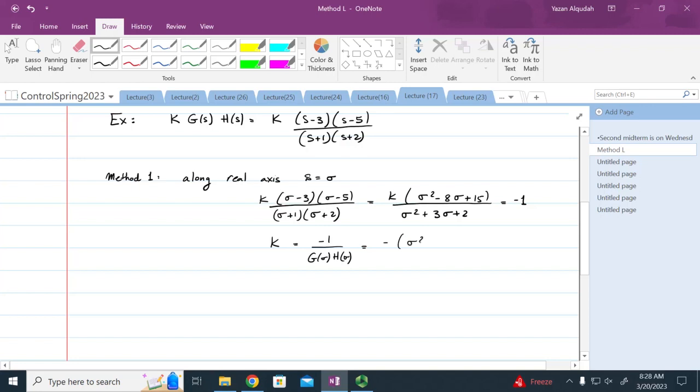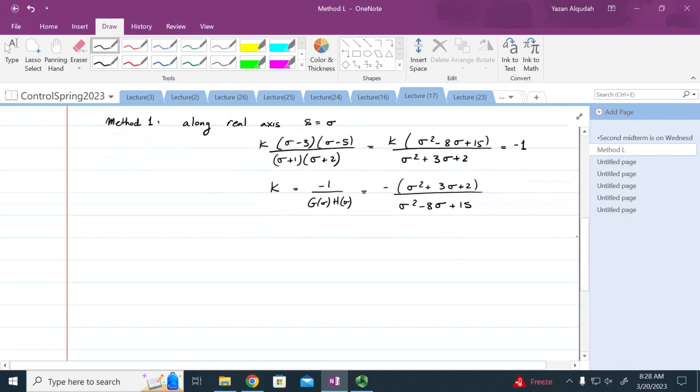negative sigma squared plus 3 sigma plus 2 divided by sigma squared minus 8 sigma plus 15. So we're just writing that equation in terms of k. So we multiply across, and we can write k as equal to this value.